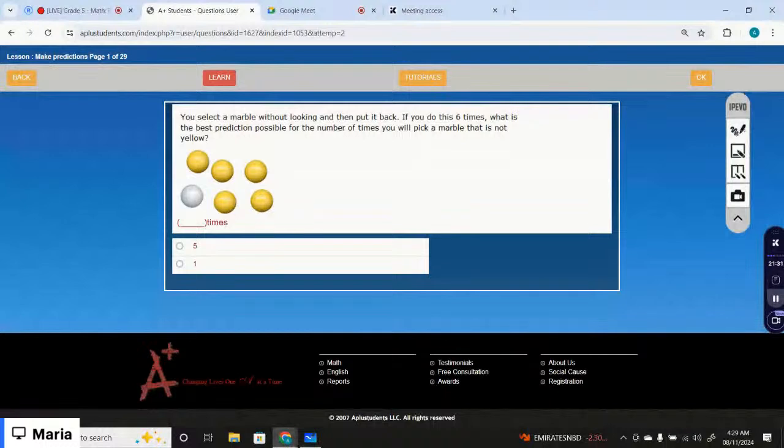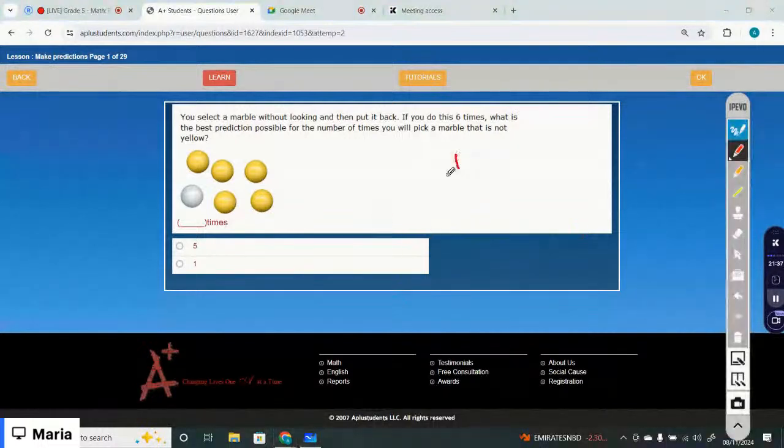You have only, not yellow means the white marble. You have only one white marble out of 6 and you do that 6 times. So 6 and 6 cancel out, you are left with 1. So the correct option is 1. Option number 2 is the correct option. That would be 1.